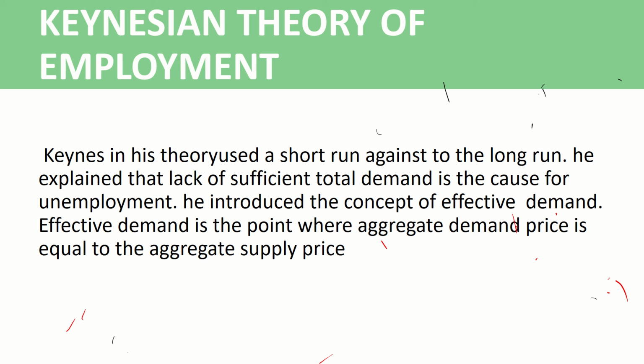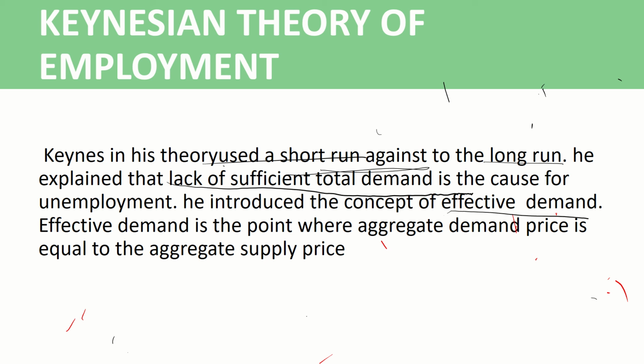It is based on the assumptions that it is a short-run analysis and it is based on effective demand. So the Keynesian theory is used in the short run as against the long run. According to him, unemployment in the economy is due to a lack of sufficient total demand. So he introduced the concept of effective demand.